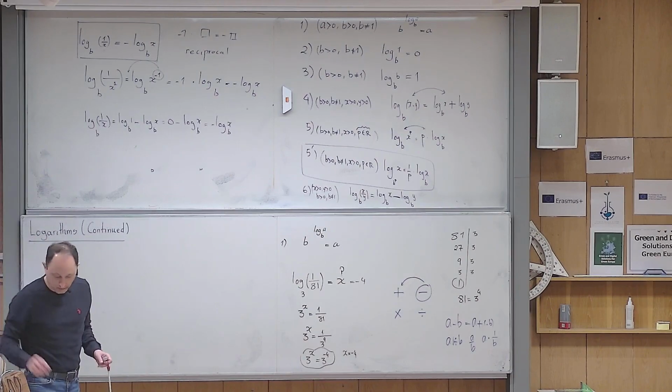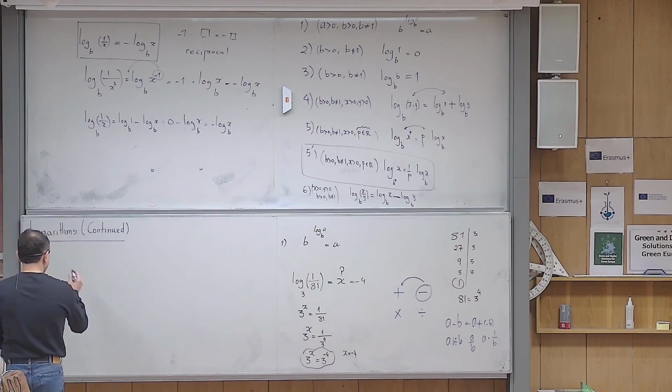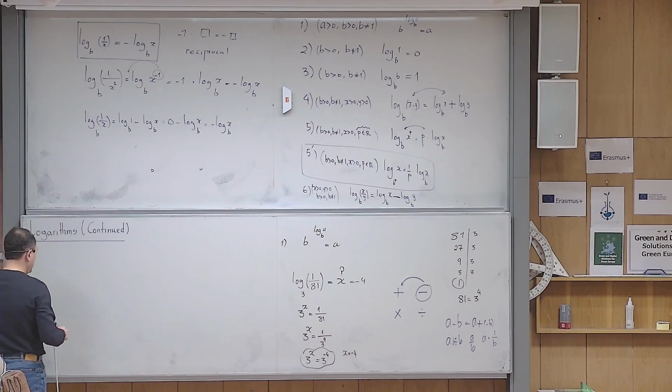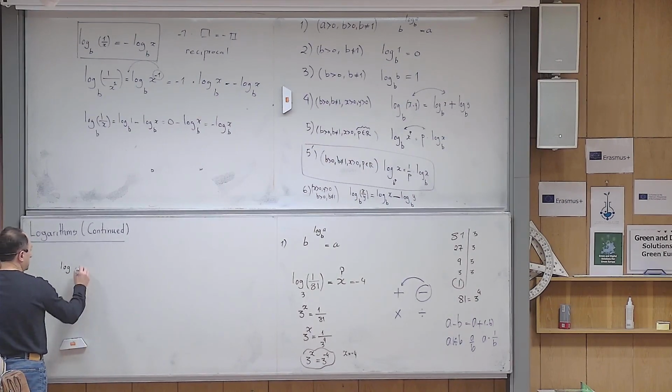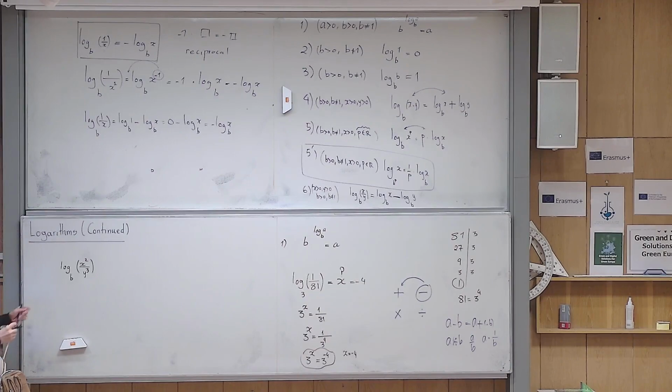Let me see. Okay, so let me write something here for you. So for example, I write logarithm of a to the power of 2. So let me use the same letters x and y again. So x to the power of 2, but y to power 3, and I put a base b here. Can you expand it as much as possible?